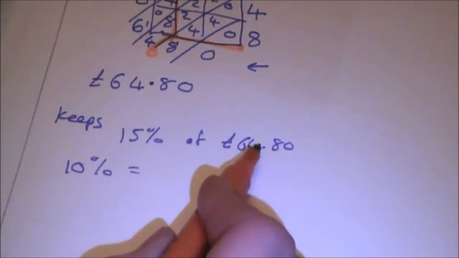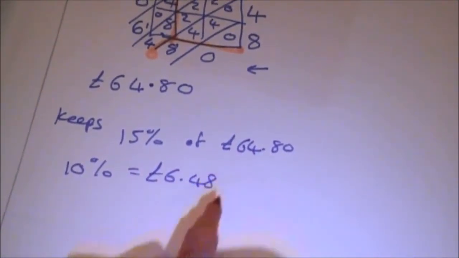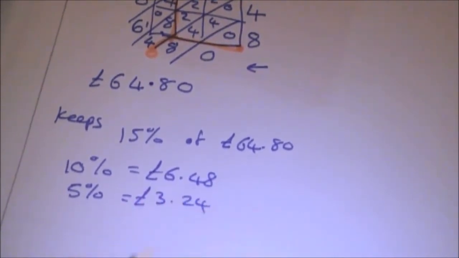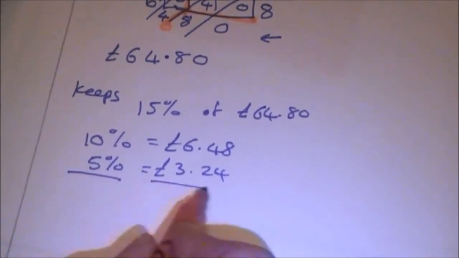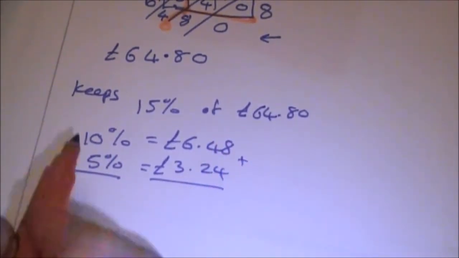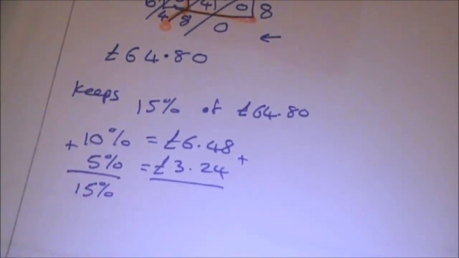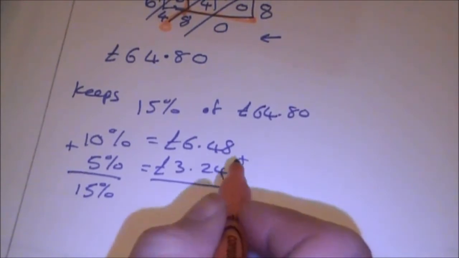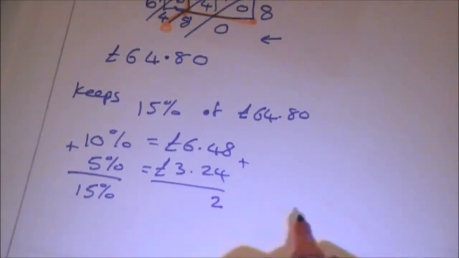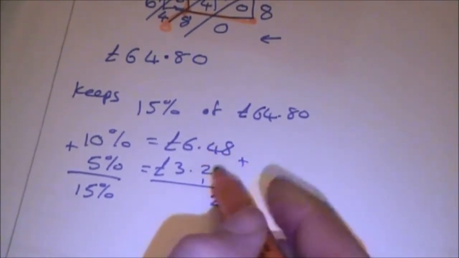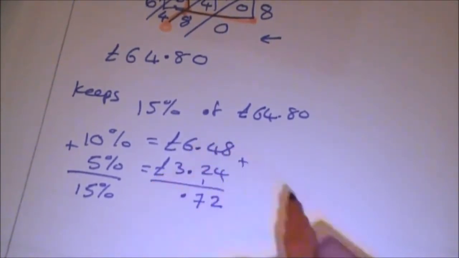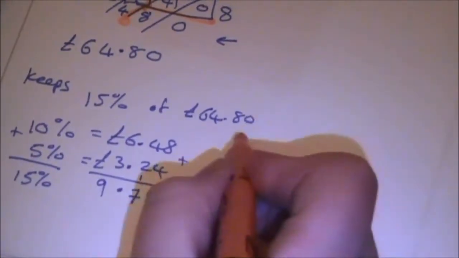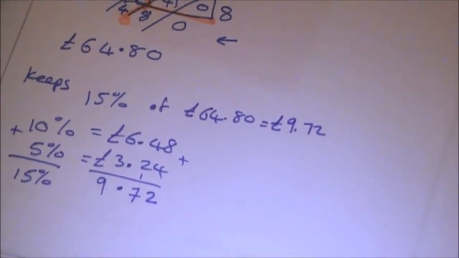10%. Now to find 10% you divide by 10, so that's £6.48. I then want 5%, which is just half of 10%, so it's £3.24. Now in order to get 15%, I just add my 2 percentages up, because 10% plus 5% is 15%. And then over here, I've got 8 plus 4, which is 12, carry the 1. There I've got 4 plus 2, which is 6, and my 1, which is 7. My decimal point needs to stay underneath my decimal points. And here I've got 6 and 3, which is 9. So 15% equals £9.72. So that's what she keeps.